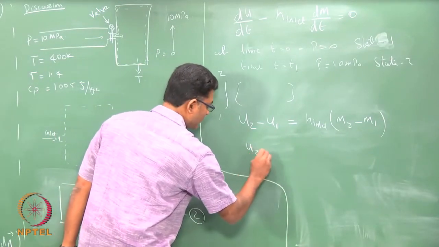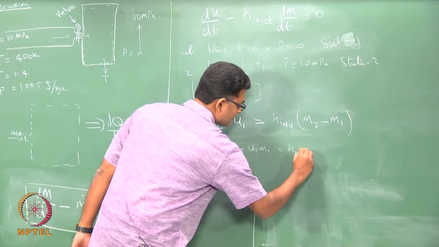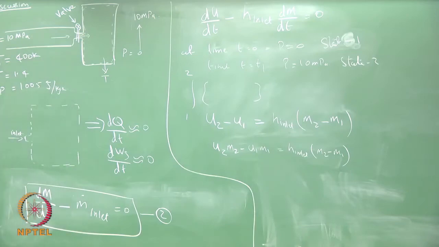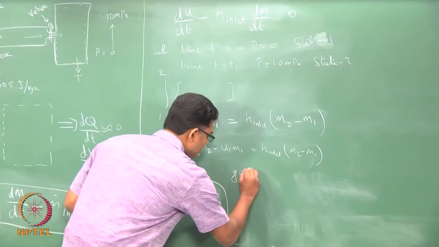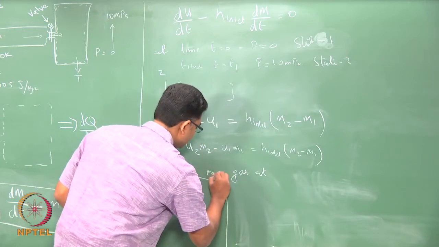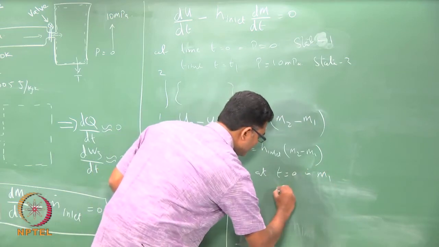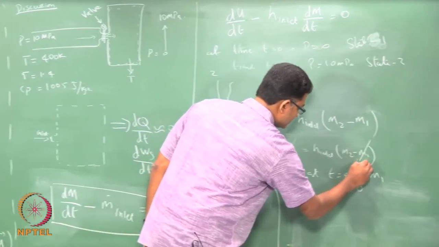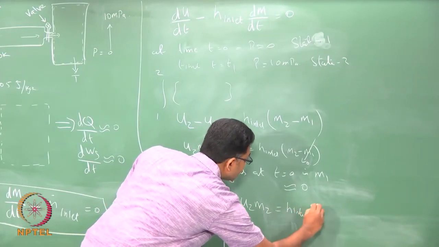So, U2 is small u2 into m2 minus small u1 into small m1, equals H inlet into m2 minus m1. What is m1? m1 is the mass of gas at t equals 0, which is 0, because initially the cylinder was empty, which means this is 0, this is 0. So, your U2 m2 equals H inlet into m2.